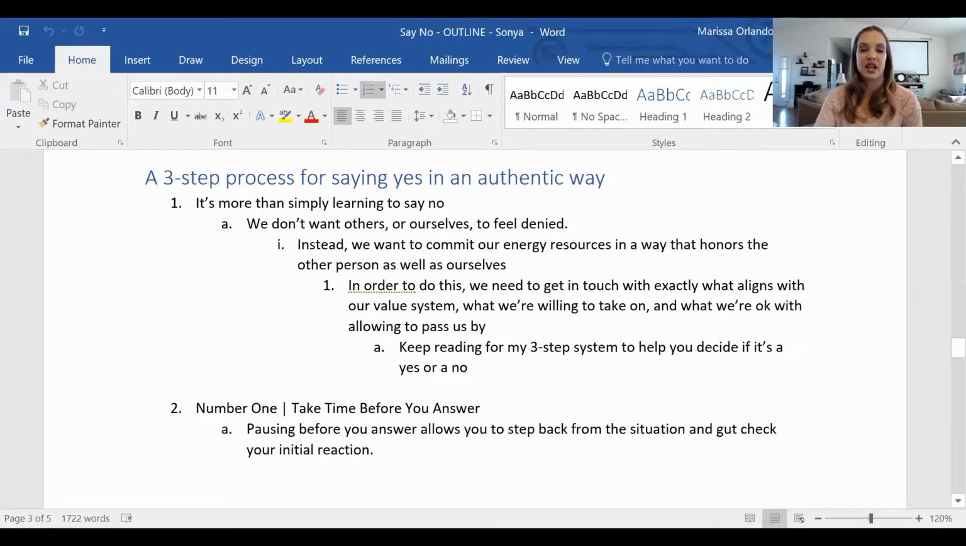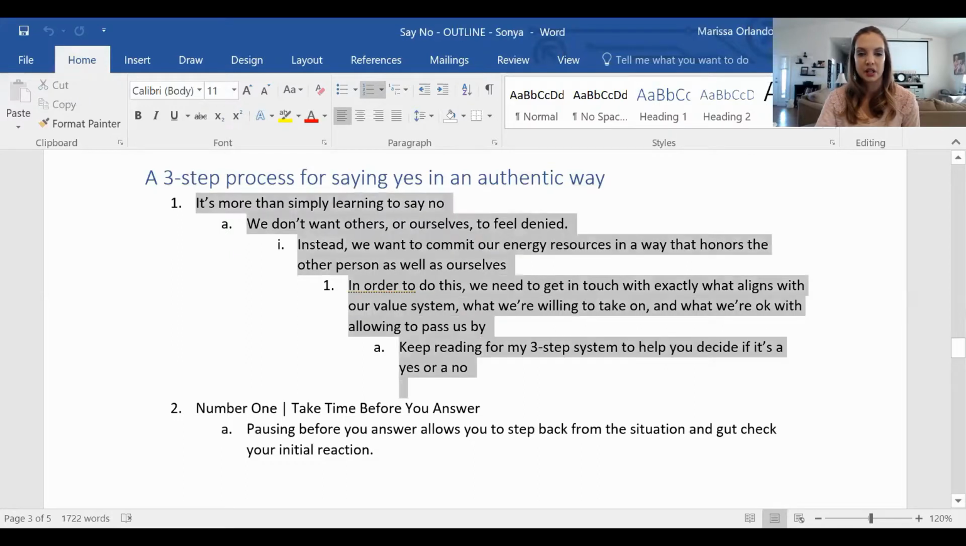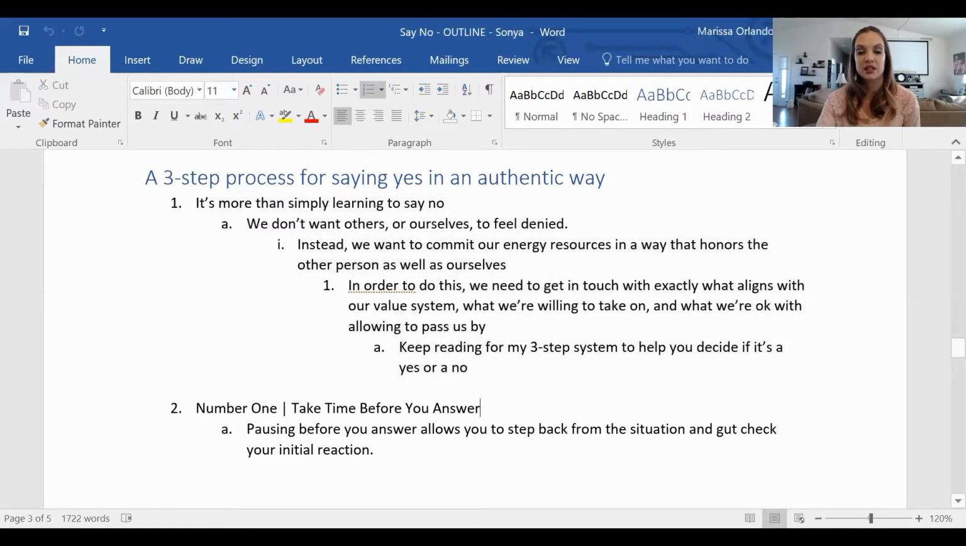So for Sonia's case, this is a 3-step process for saying yes in an authentic way. So we give a little bit of a summary here. It's more than simply learning to say no. We don't want ourselves or others to feel denied. But instead, we want to commit our energy and resources in a way that honors the other person. We need to get in touch with exactly what our value system is, blah, blah, blah. Keep reading. This is a really essential sentence here. Keep reading for my 3-step system to help you decide if it's a yes or a no. So that's the education. This is what she's giving their takeaways.